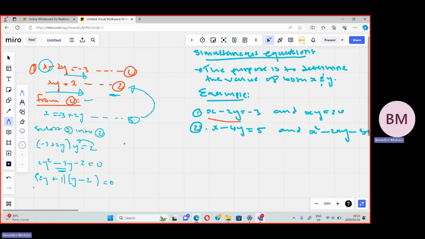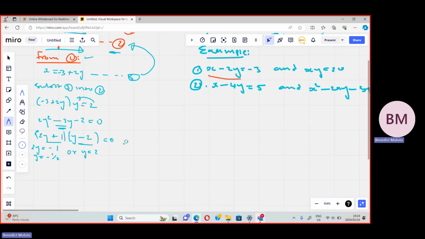So here we have 2y equals -1, then y equals -1/2. Or y equals 2. Just set this equal to 0 and this equal to 0, then solve for y. Then you're not done. You have to take these values and substitute them here, and take this one and substitute it here.